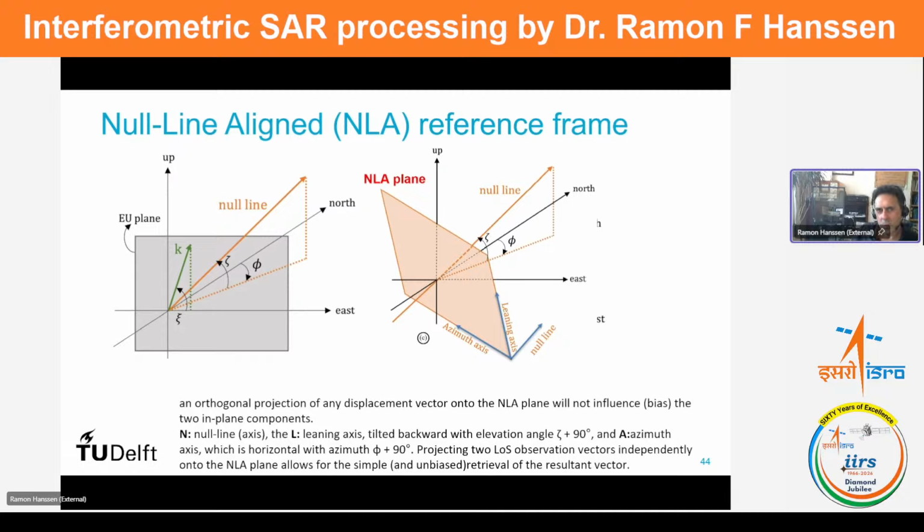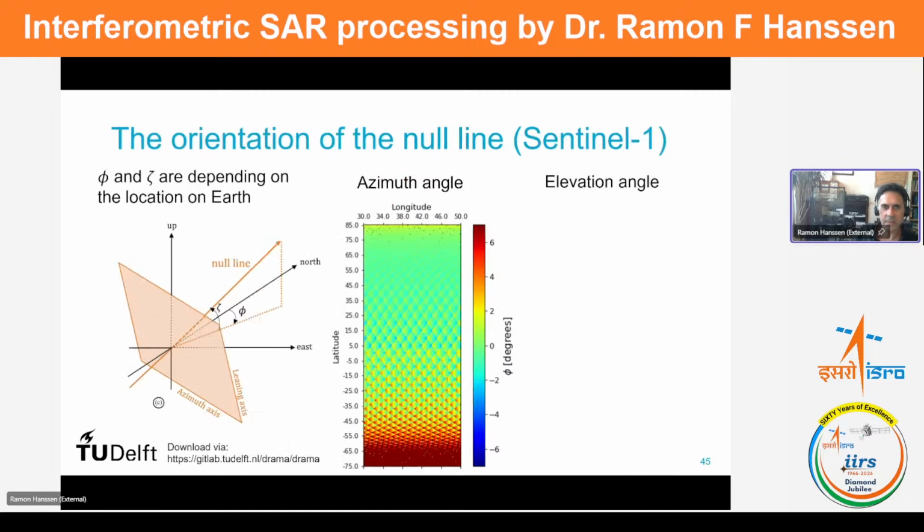Okay, so how big is this problem? Is this really a big problem? Well, actually there are only two parameters which are important. That is the orientation parameters of the null line. So let's have a look at that here.